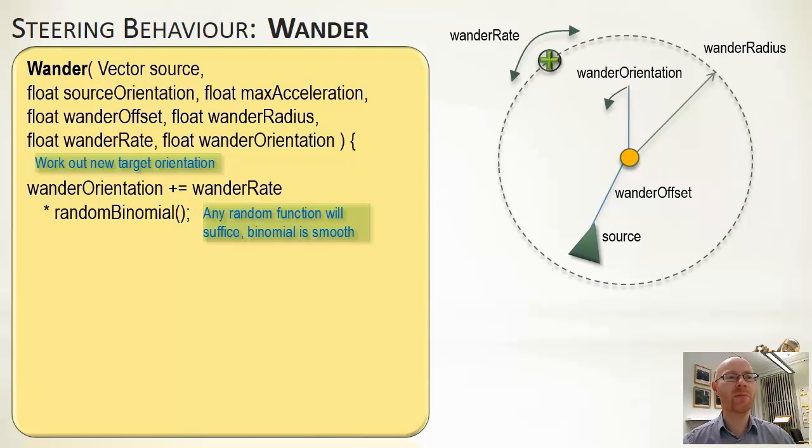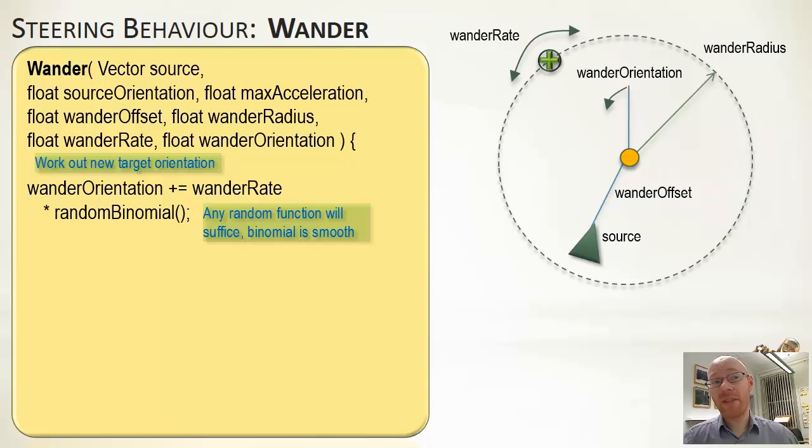So here's a random binomial. But binomial is like a bell-curved one, so most of the values will be around the center with a few outliers, though any sort of random function works here, where we can change our wander rate by some random amount. The binomial function just happens to give you slightly smoother movements.